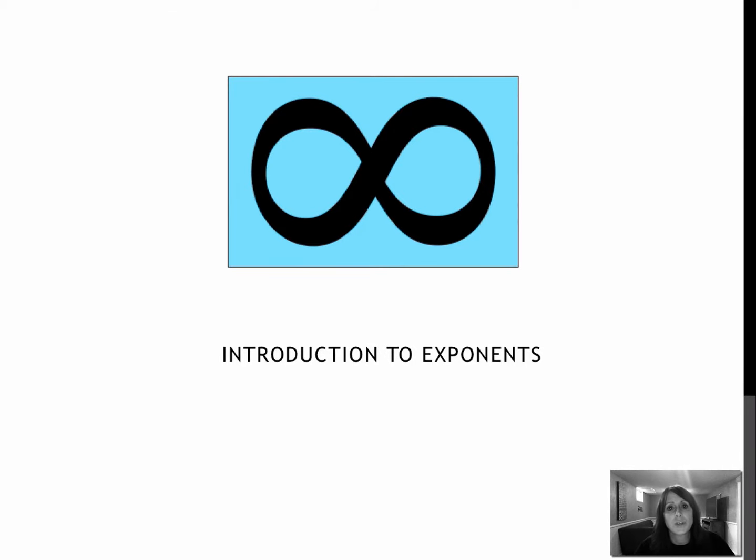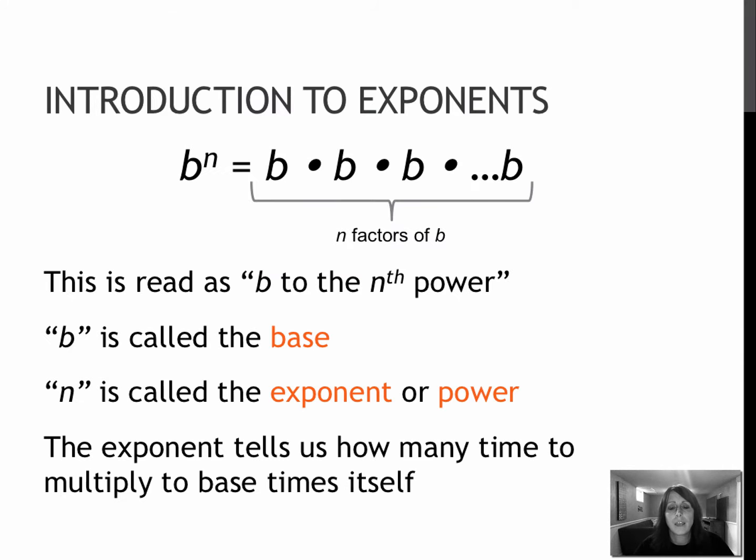This lesson is an introduction to exponents. So exponents are essentially us multiplying the same number by itself several times. The exponent, in this case of n, tells us how many times to multiply the base of b. The exponent, or sometimes called a power, would be that n value, and the b is called our base.